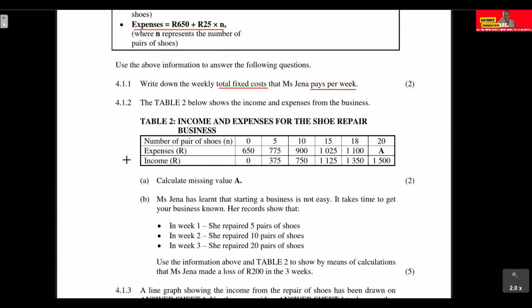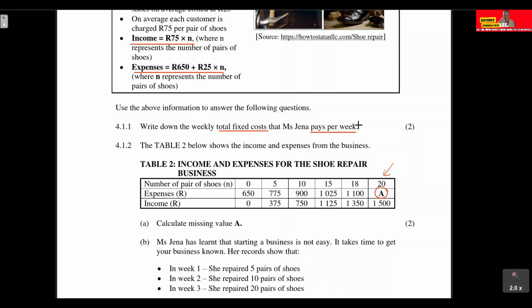With question 4.1.2a, we are told that we need to calculate the missing value A. So what is the missing value A? We want to determine what the expenses are for Miss Jenna if she sells 20 pairs of shoes. Remember when we started off this question, we're given formulas that we can use at the top to calculate the income as well as the expenses. And we're given this formula to calculate the expenses: expenses is equal to 650 plus 25 rand multiplied by n.